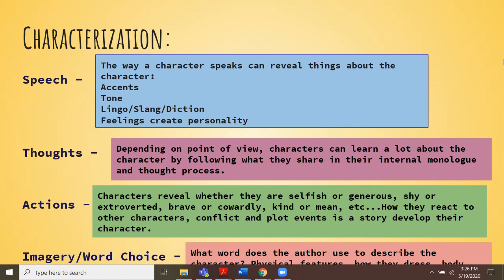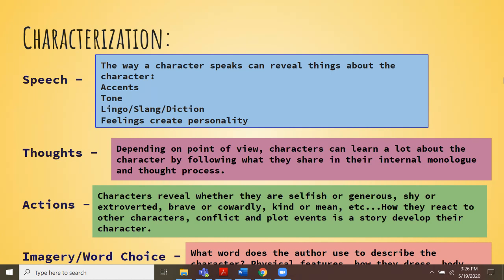So characterization is developed in primarily four ways. There are a couple of others that you won't really need to address in high school necessarily, or at least your freshman, sophomore year of high school. But there are four primary ways that I want you thinking about as you are working on your projects and answering your question this week in your assignment.